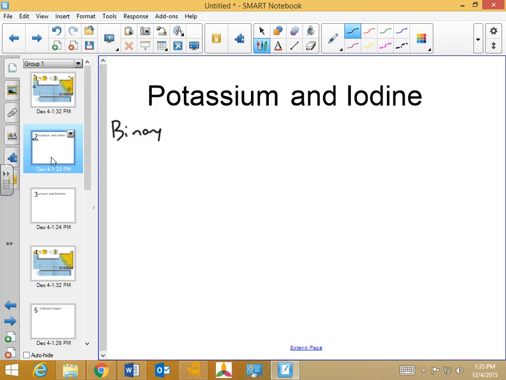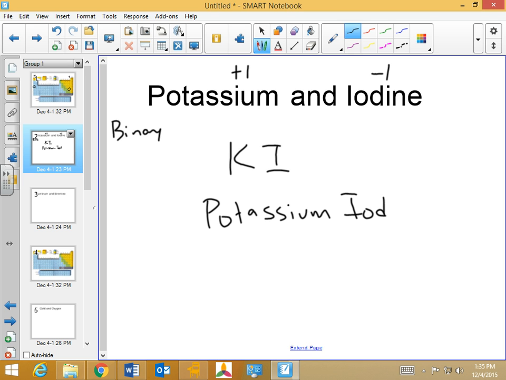You take those two things, you put them together, potassium and iodine. You just need one of each of them, since this is a +1, this is a -1, KI. The name of it becomes potassium, and instead of saying iodine, you say iodide. You put the IDE at the end for these binary ionic compounds.